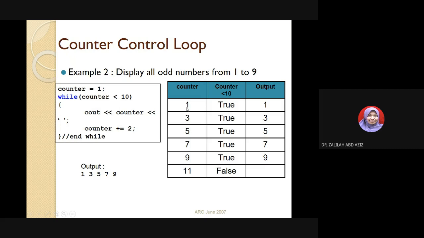So if we trace this table, okay, counter equal to 1. If 1 less than 10 true, then you will write counter tu nilai dia 1. 1 plus 2, now it becomes 3, and so on dia buat sehingga counter becomes 9. Then it is true, then you will write 9. Now 9 plus 2 is 11. Adakah 11 less than 10? No, so dia akan jump out from the loop. And the output is 1, 3, 5, 7, and 9. Okay, that is example for counter control loop.